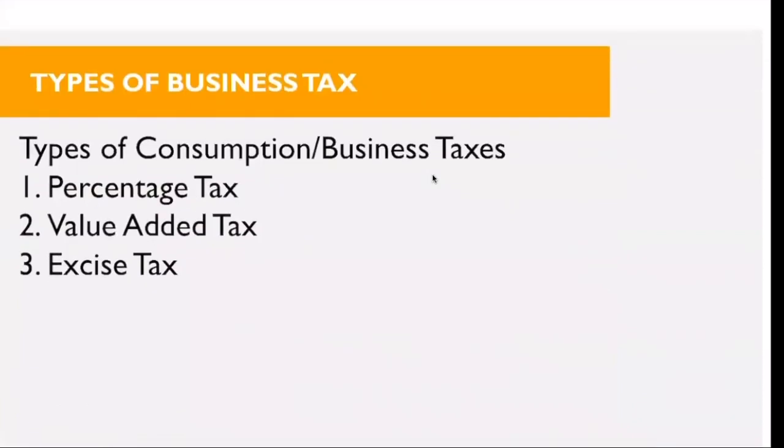Okay? So, types of business tax. We already know what a business tax is. It is based on the onerous transfer of goods or services made in the ordinary course of business. So what are the types of business tax or consumption taxes? I have three main types of consumption or business taxes. We have your percentage tax, your value added tax, and your excise tax.